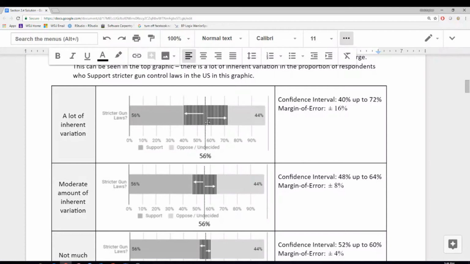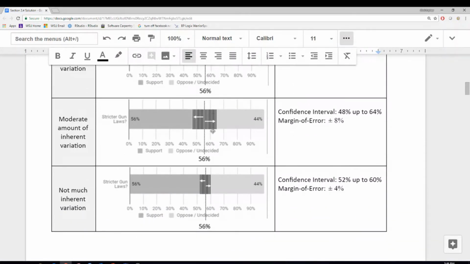56 plus 16% is what I used to reach up to 72% here. So for this first graphic, the confidence interval goes from 40% up to 72%, and its associated margin of error would be plus and minus 16%.